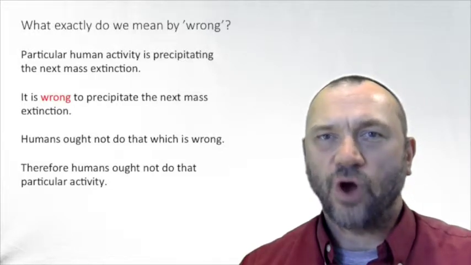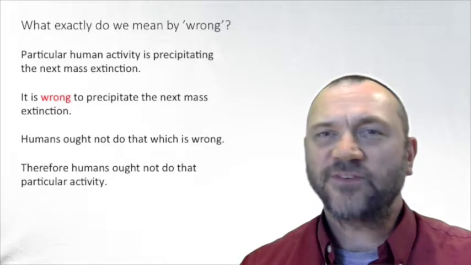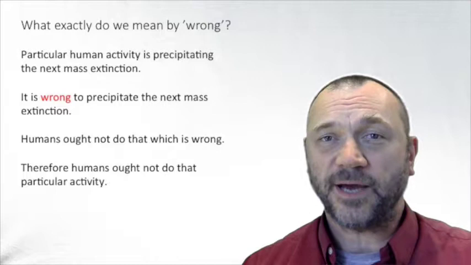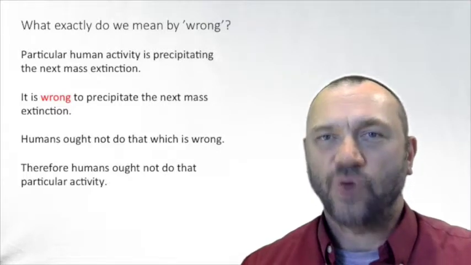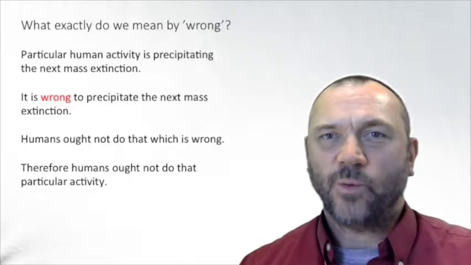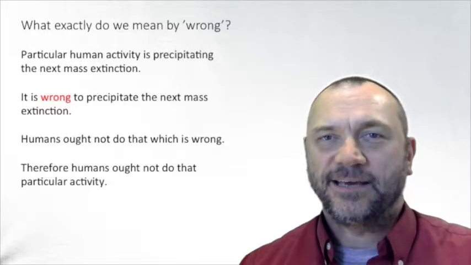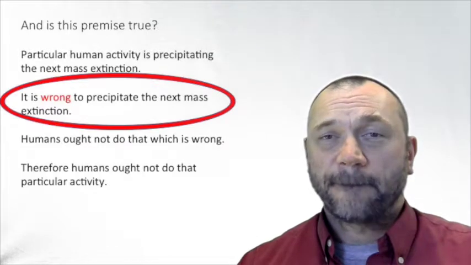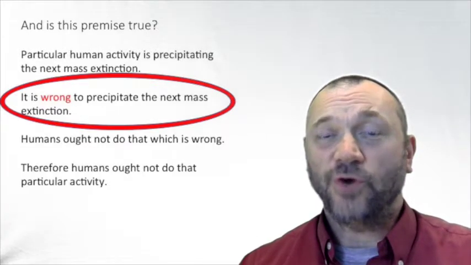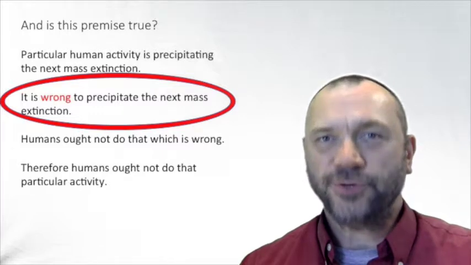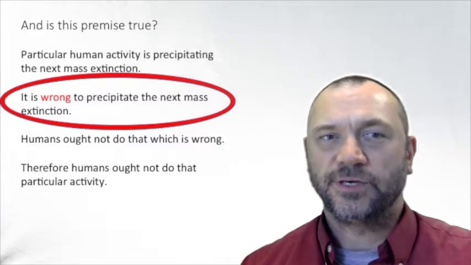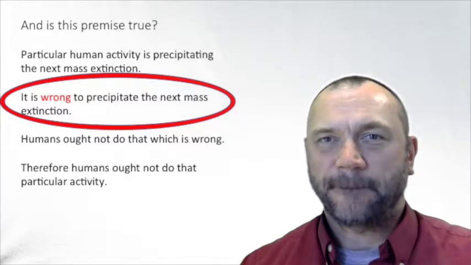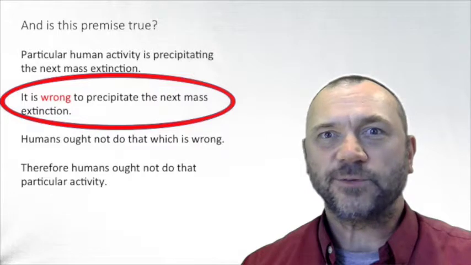Consider the word wrong. In what sense are we using this word? There are a number of different ways you might understand the word wrong. So we need to understand what we mean exactly by the word wrong. Furthermore, once we understand what we mean by the word wrong, is the premise true? Is it true that it's wrong to precipitate the next mass extinction? So notice there's a number of things we need to consider.